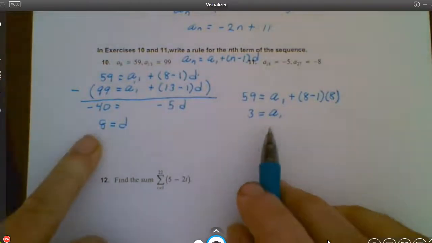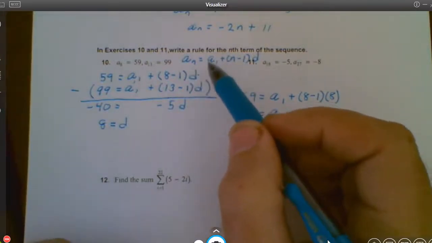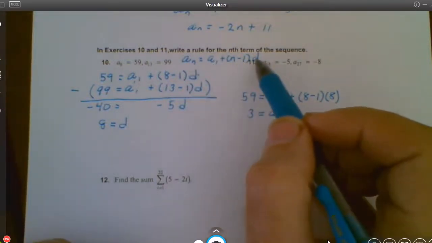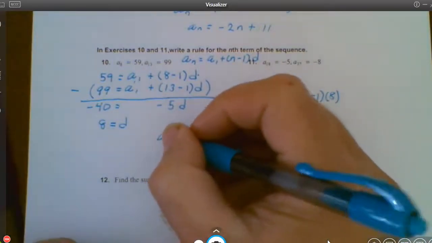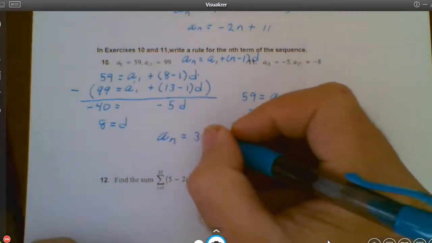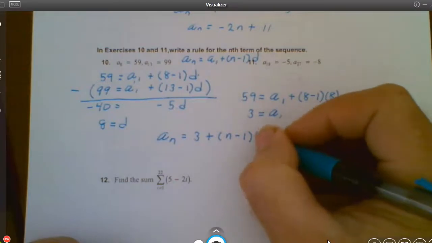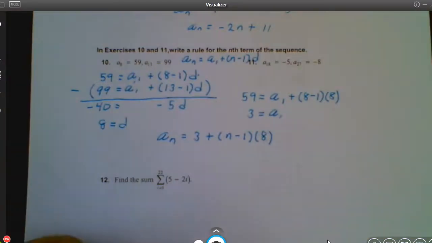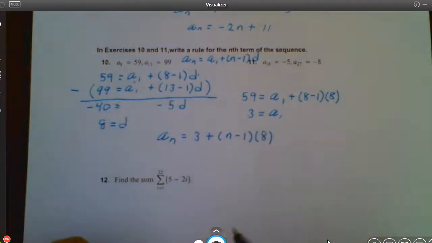Once you know those two guys, now you can write your rule. Because remember, the rule is I just put in the first term and the common difference whenever I'm writing a rule. So I'm just going to say that a of n, I put in 3 for my first term. We leave n as n when we write a rule. Plug in 8 for my common difference, and I have my rule. And again, I can simplify this. You could distribute the 8, combine like terms, and simplify it one more time.